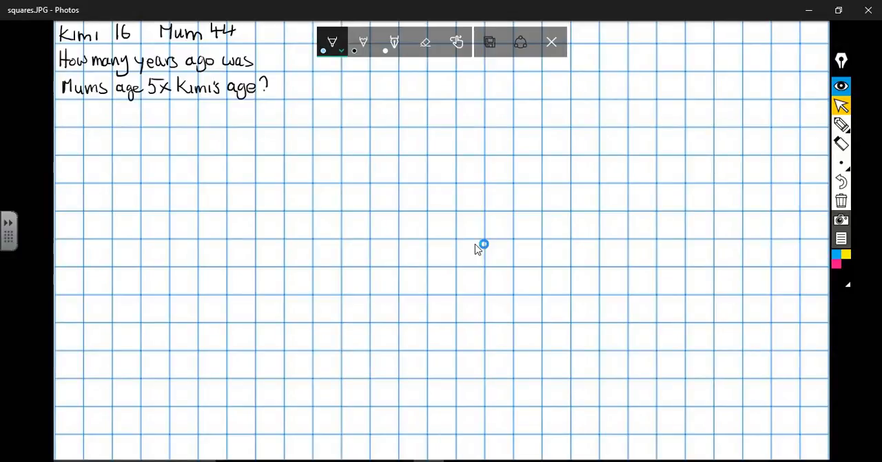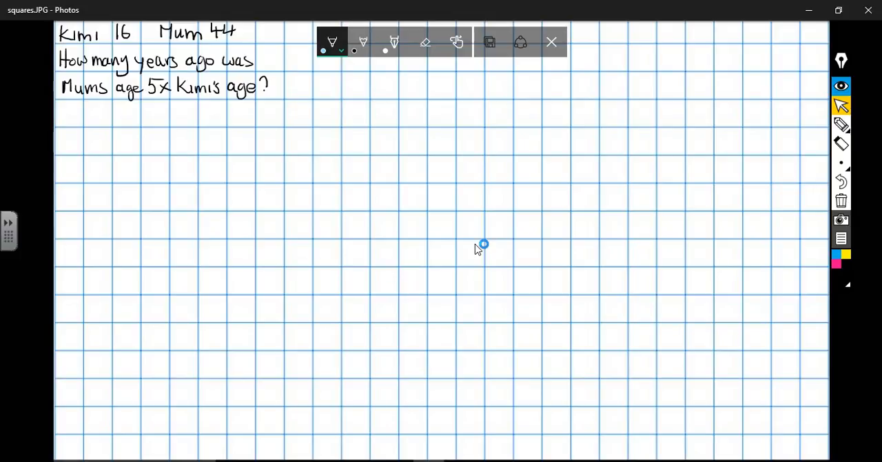Okay, in this question, we are told that Kimi is 16 and Mum is 44. This year, Kimi's 16 and Mum is 44. And you're asked, how many years ago was Mum's age 5 times Kimi's age?